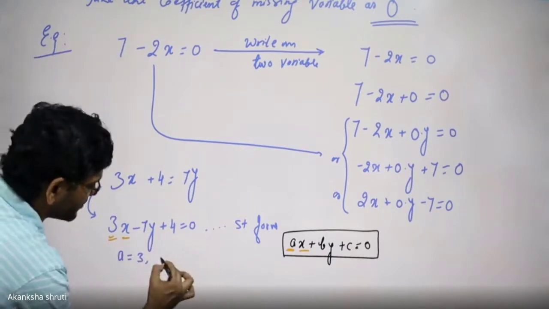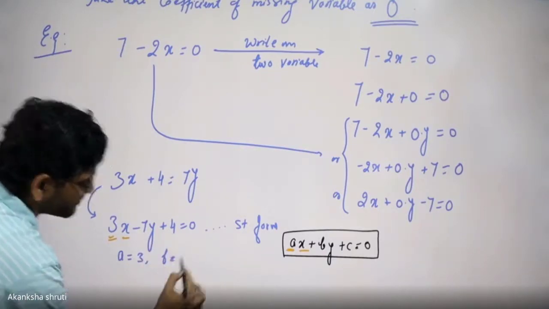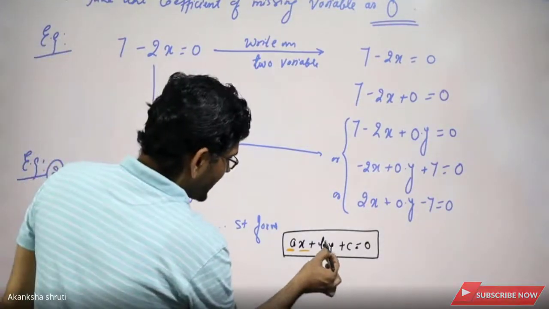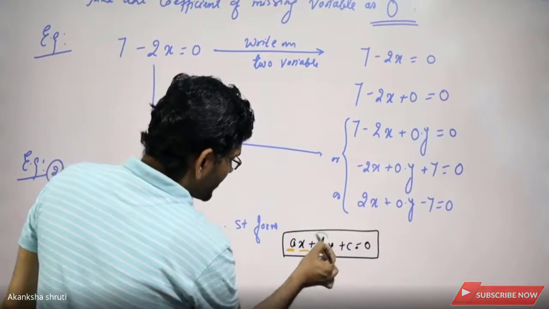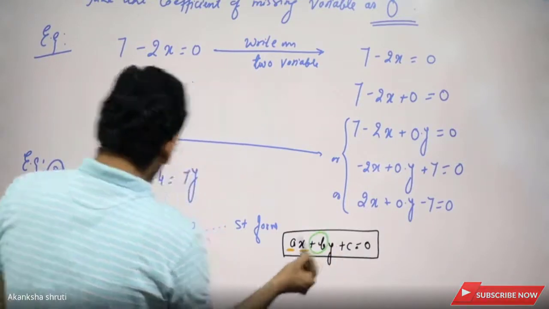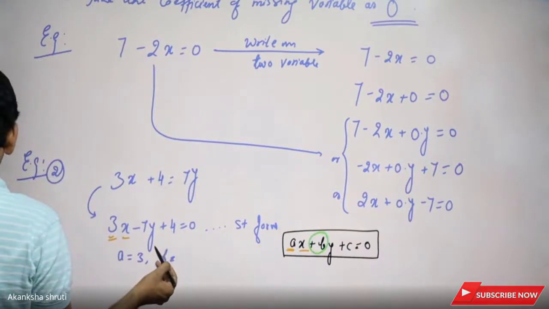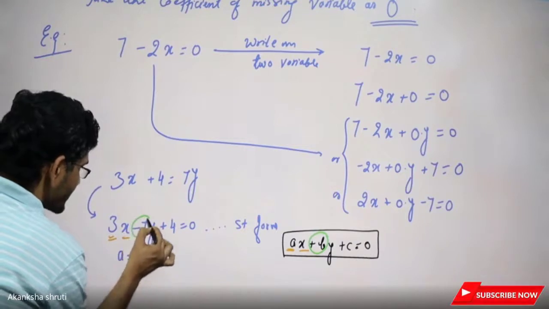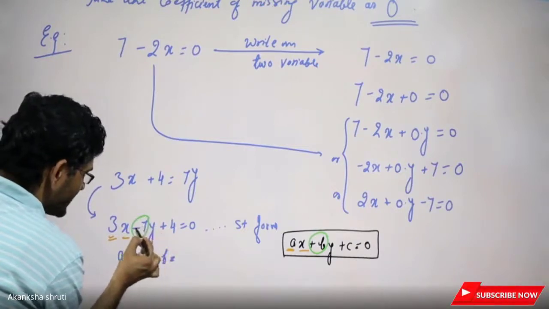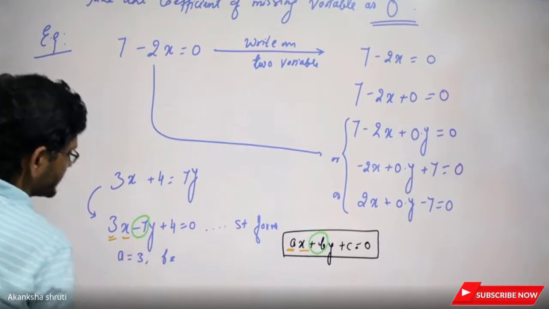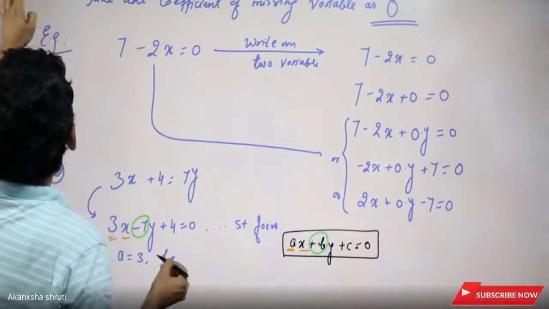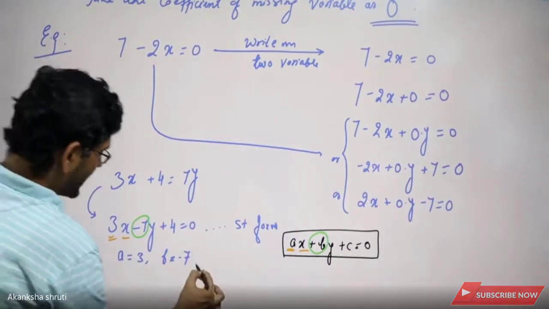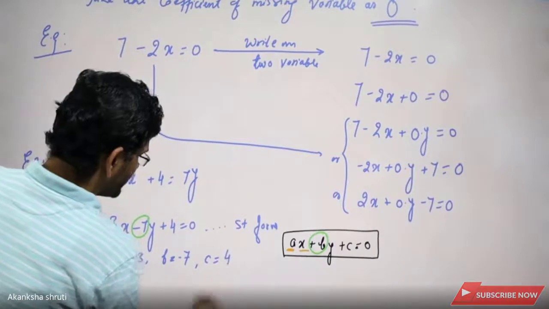The coefficient of Y, which is denoted as B, here we have to take care. Students, here we have this plus B. So plus is associated with this B. Here, it is our minus of 7. So whatever this sign is, that has to be associated with the coefficient. So B is our minus 7. Then the constant term is 4.